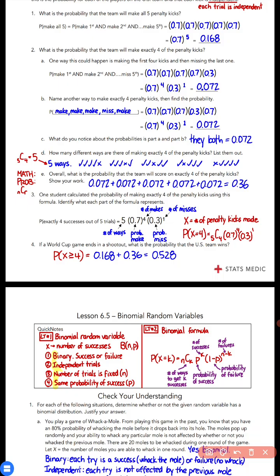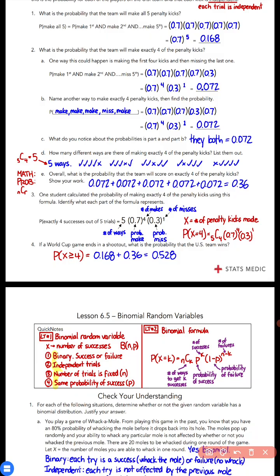But then on the last kick, we multiply 0.3, because if the probability that they make it is 0.7, the probability that they miss it must be 0.3. And when we multiply all those together, that's 0.072. So they have a 7.2% chance of making the first 4 kicks and then missing the last one.